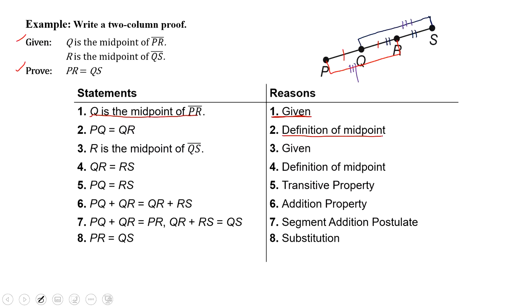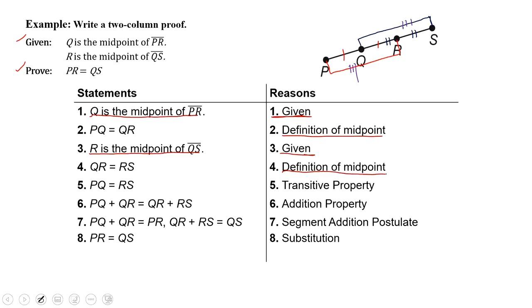Then we're going to bring in our other given statement: R is the midpoint of QS. Again, that was another given. Good to go. Same thing, same step in our proof. QR is equal to RS, definition of a midpoint. Just like the first segment, we know that's true.